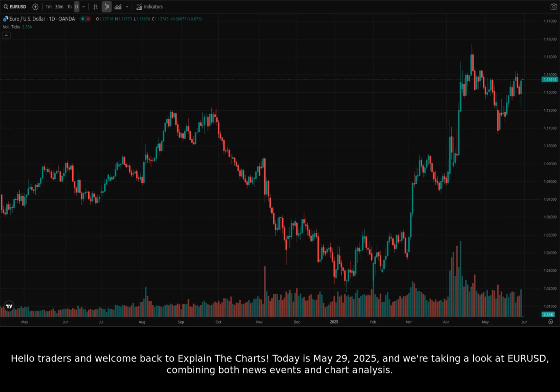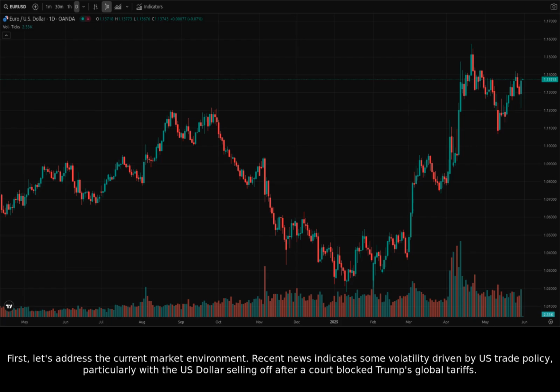Today is May 29th, 2025, and we're taking a look at EURUSD, combining both news events and chart analysis. First, let's address the current market environment. Recent news indicates some volatility driven by U.S. trade policy, particularly with the U.S. dollar selling off after a court blocked Trump's global tariffs.